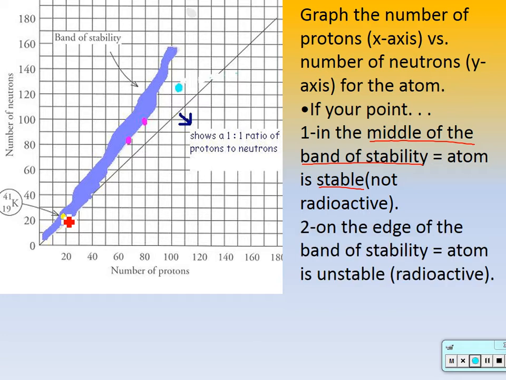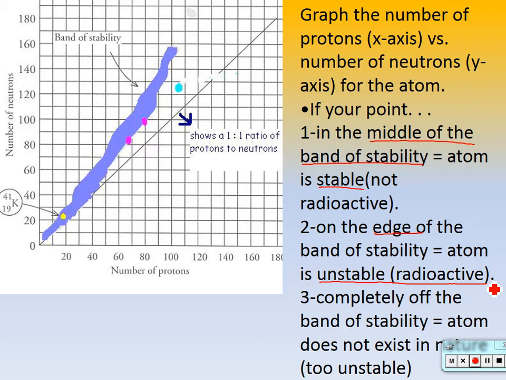But what if it's on the edge of the band of stability? So now you're on the edge of this band of stability. What does that mean? That means the nucleus is going to be unstable and it's going to be radioactive. Unstable nuclei produce radioactivity, so we say that it's radioactive.